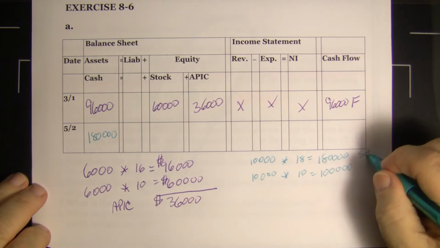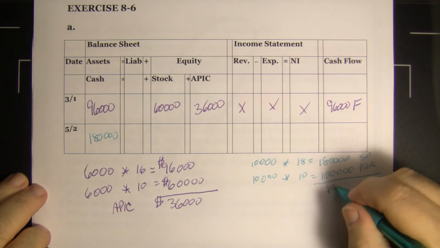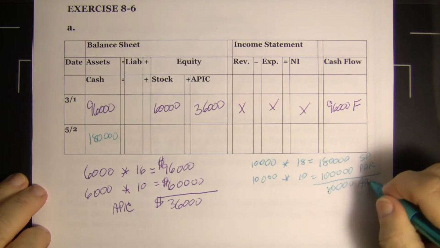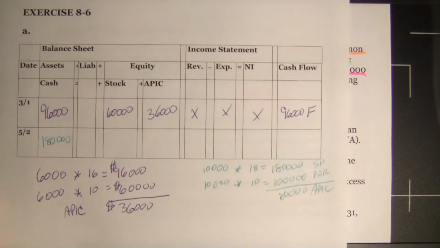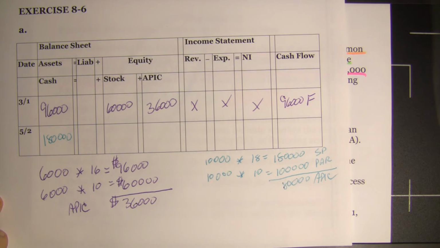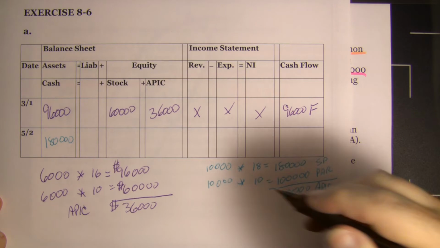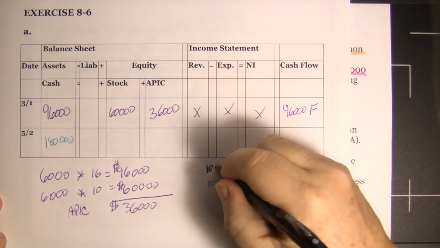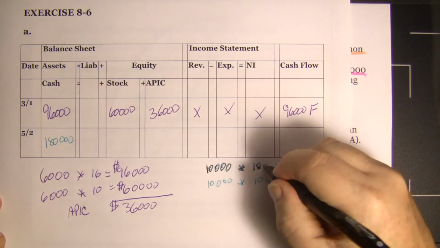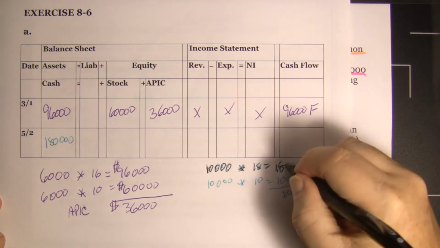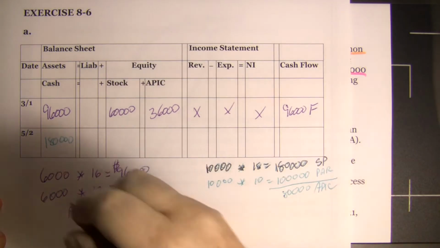So that's the selling price. That's par. And the difference, the 80,000, is additional paid-in capital. That's hard for you to see. I didn't realize that color was so lousy. 10,000 shares at $18, 180,000. That's the selling price.